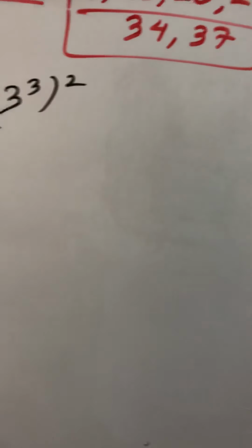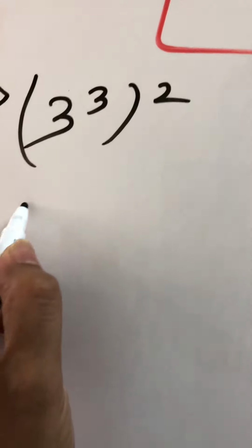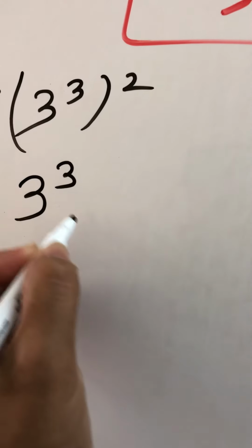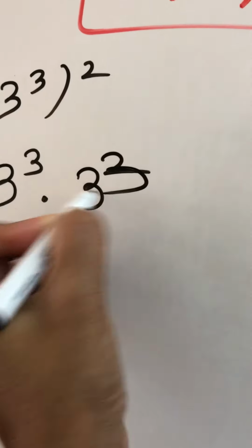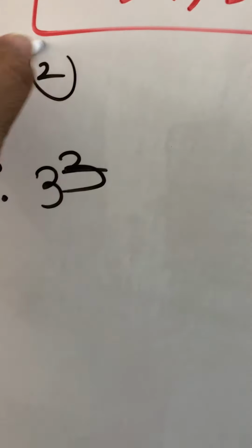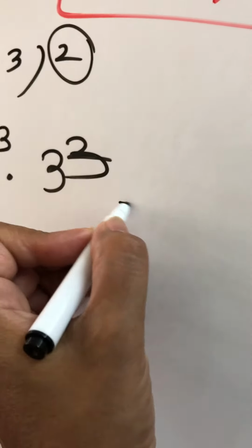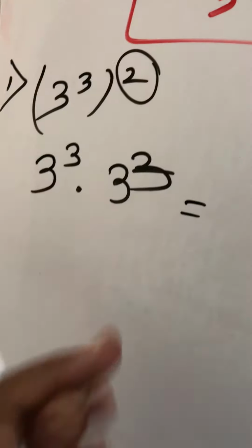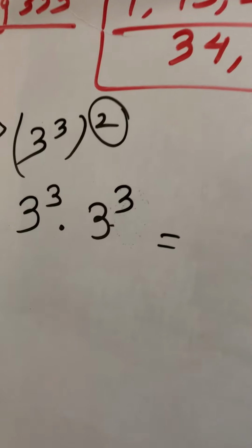3 cubed, and the whole is squared. Now when you solve a problem like this, basically you are doing 3 cube times 3 cube. The reason that I'm taking this twice is because of this final power or index that's present here. So this is one of the methods that I'm using. So it's 3 cube times 3 cube.